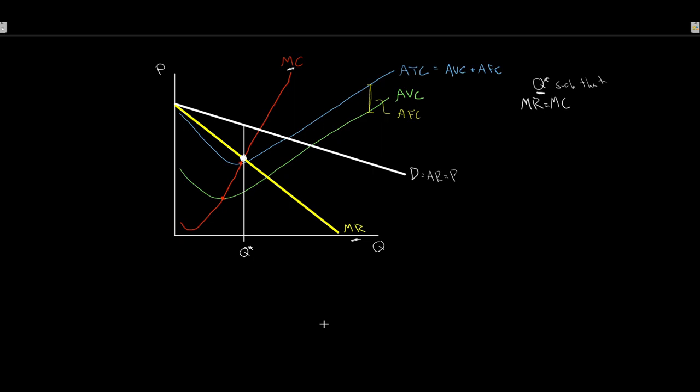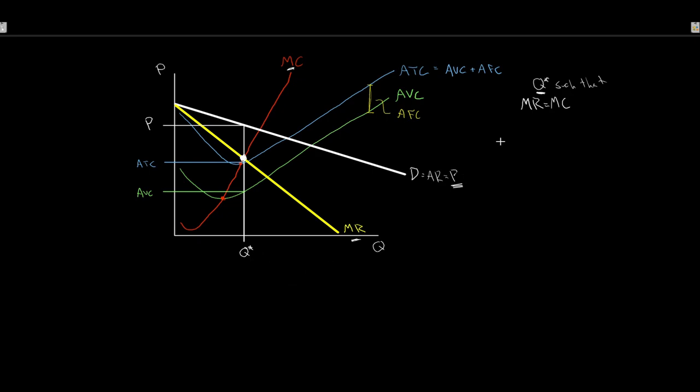Q star. Keeping in mind, for some quantity, we can now read off from this quantity all the different corresponding points. To do so, we go up and we hit the average variable cost curve first. There we go, that would be my corresponding average variable cost. Carrying up again, I hit my average total cost. So that's my average total cost. Carrying up even more, I hit my demand curve. Keep in mind, that's my demand, my average revenue, or my price. So there is my price.